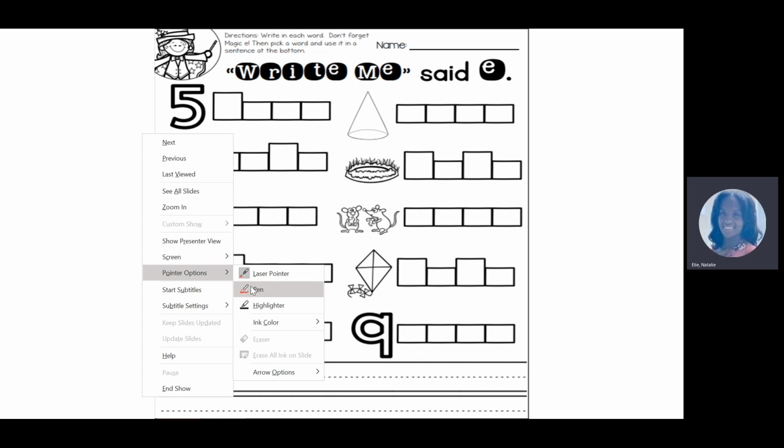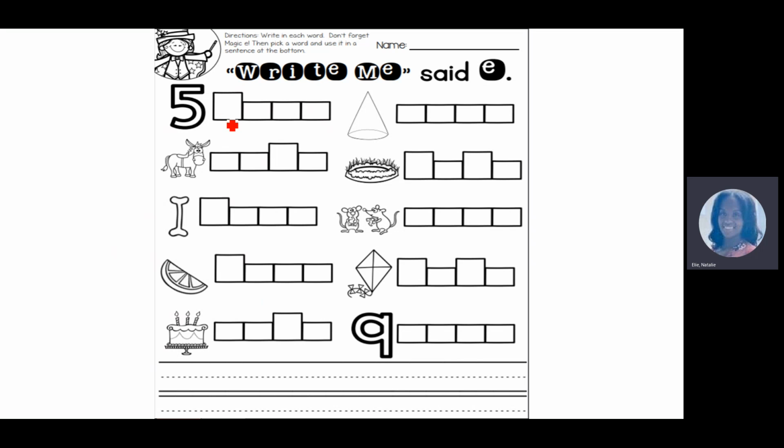So let's write our first word. F, I, V. Let's not forget our magic E because that vowel I is saying its own name. It's saying I. The reason it's saying I is because it's getting some powers from the magic E. Let's take a look at our next word.